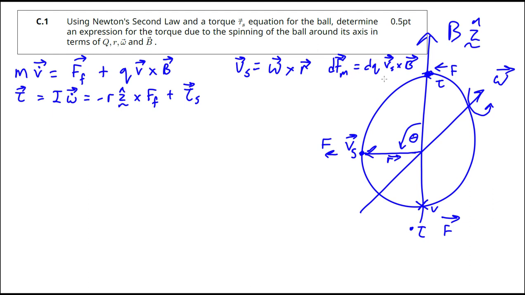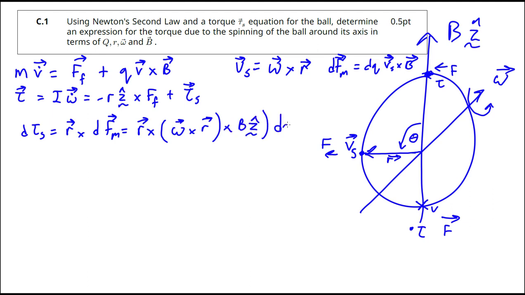We've got our force here. Let's write down an expression for that torque. So our surface torque, I guess you'd call it, d tau S, is equal to the r vector cross dFm, r cross, and I'm going to put the dq on the end in a minute. So here I've got my v, but I know that my v is omega cross r, so I can do omega cross r, and then that all has to be crossed by B, which is Bz dq.